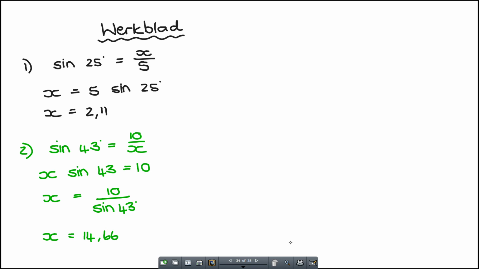But we want x alone, which means that this I've got to get rid of. So if I take it over, then I get 10 divided by that sin 43. And that fraction you just put into your calculator. And if I round it off to 2 decimals, it would give me 14,66.